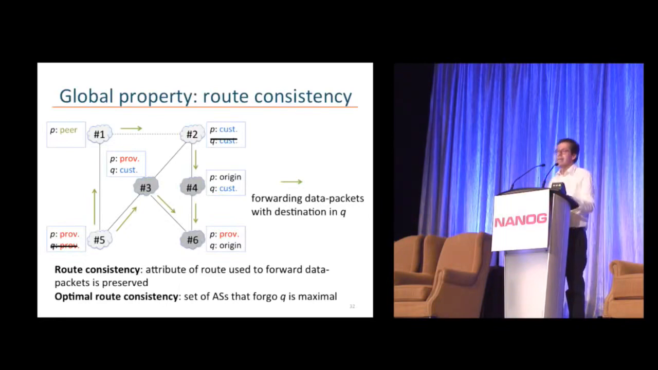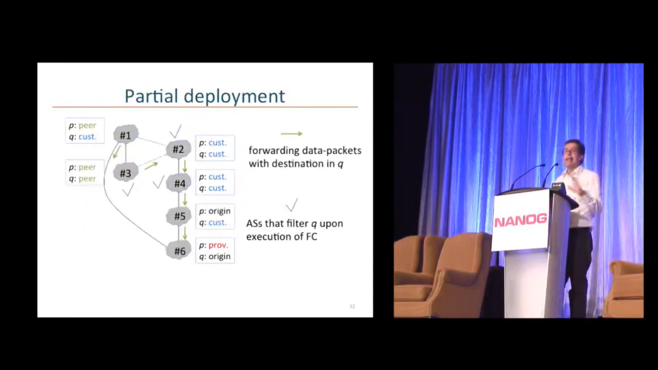And in this particular case, the state that we have is optimal route consistent, in the sense that filtering by any other node will break route consistency. If AS3 were to filter as well, then data packets arriving at AS3 with destination in Q would be forwarded along a provider route rather than along a customer route. I will show you another example of the filtering strategy highlighting two aspects. First, filtering by one AS incentivizes the other ASs to filter as well. Second, there is an ordering for deployment of Dragon that is route consistent at all intermediate stages.